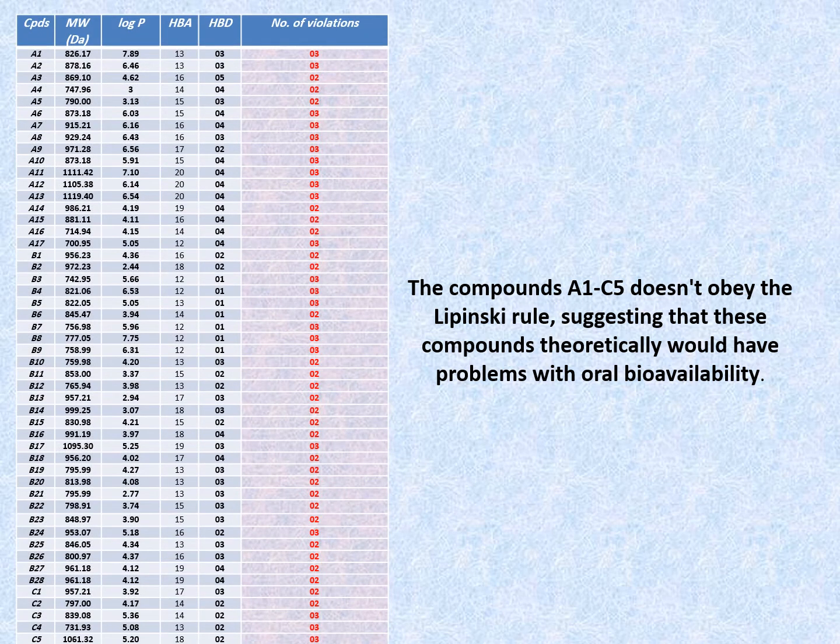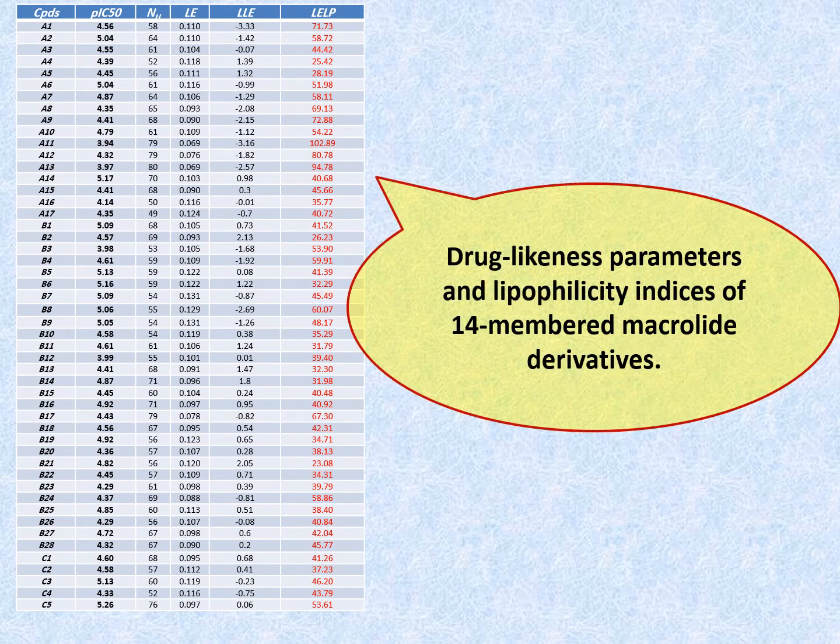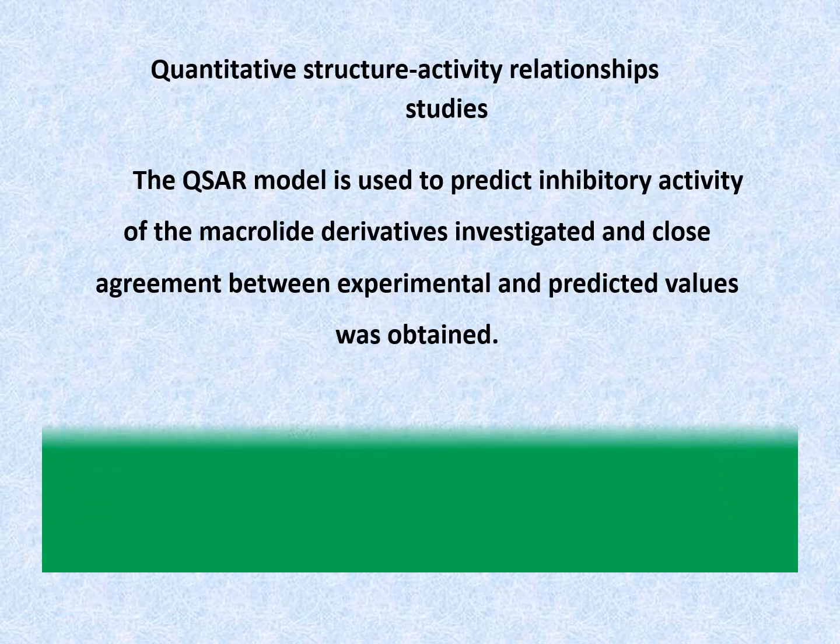The studied compounds don't obey the Lipinski rule, suggesting that these compounds would have problems with oral bioavailability. Drug likeness parameters and lipophilicity index of 14-membered macrolide derivatives are explained in the following.